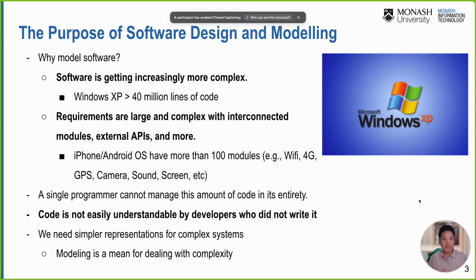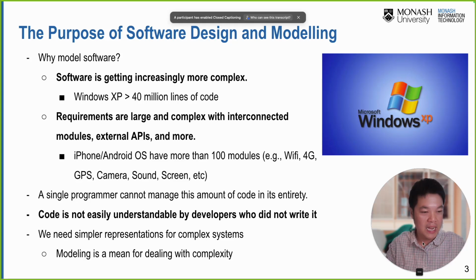Let's understand the rationale behind the purpose of software design and modeling. Why do we need to model the software? Think about Windows XP, which a few of you have probably used. It has over 40 million lines of code, so it is really large and complex. Think about the Android operating system or Linux as well. They are really large and complex, and every year, or every day, new requirements feed into the product roadmap, so everything becomes larger and more complex. You need to connect with external APIs and so on. How can a single programmer or software developer understand the whole code base in its entirety? It is really difficult.